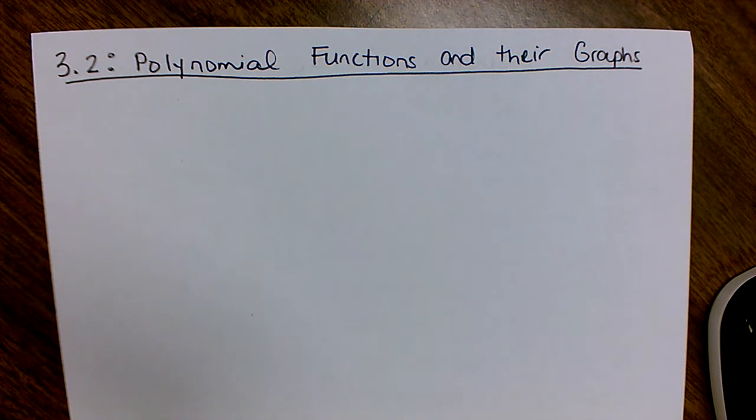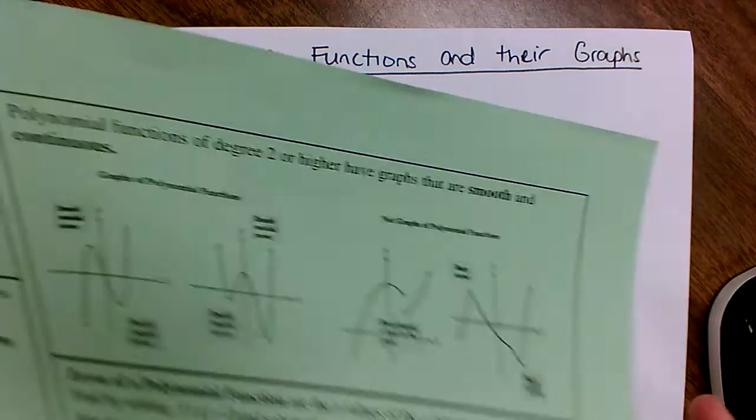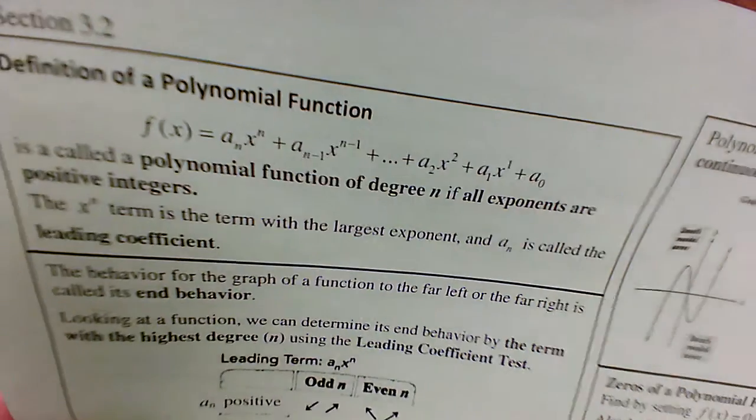3.2 is on polynomial functions and their graphs. So what's going to happen in this lesson is we're going to learn a lot of different ideas about polynomial functions, and then we're going to put all those things together to be able to graph them. So let's start off with the definition of a polynomial function.